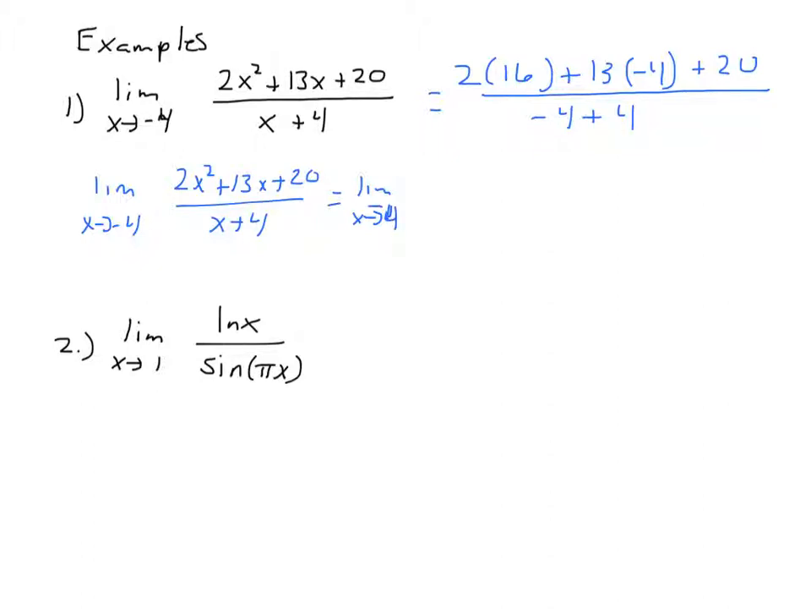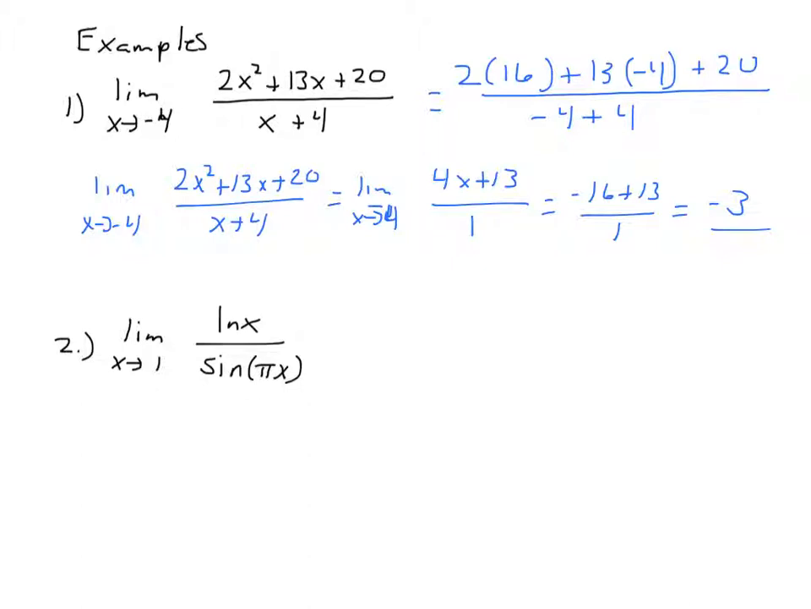of the derivative of the top, which is 4x plus 13, over the derivative of the bottom, which is 1. When I plug in negative 4, I get negative 16 plus 13 over 1, which comes out to be negative 3. So the limit as x approaches negative 4 of 2x squared plus 13x plus 20 over x plus 4 is equal to negative 3.